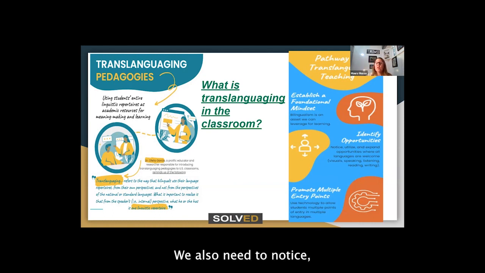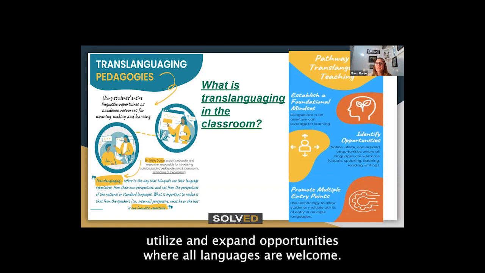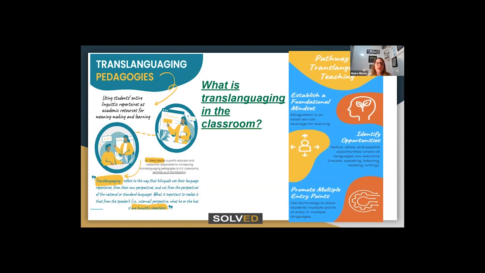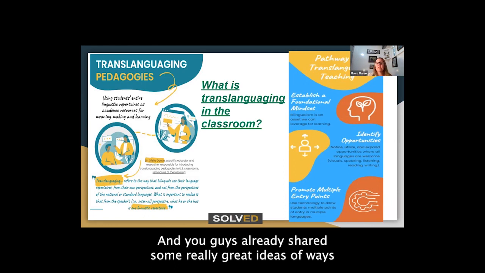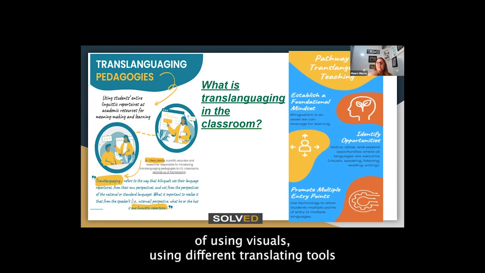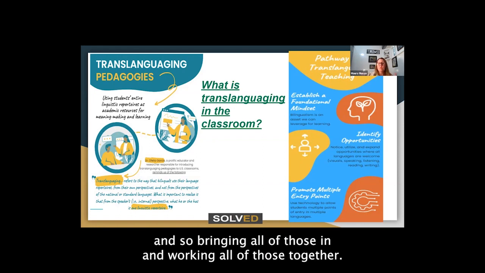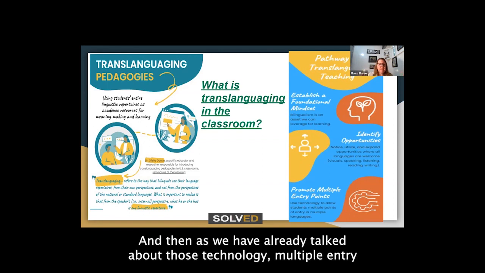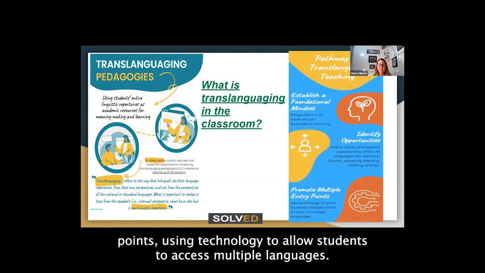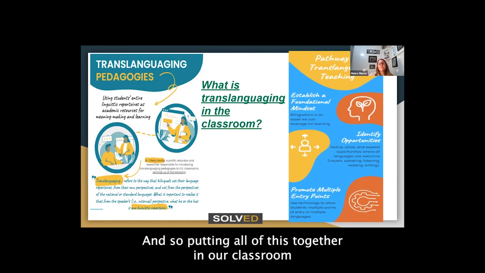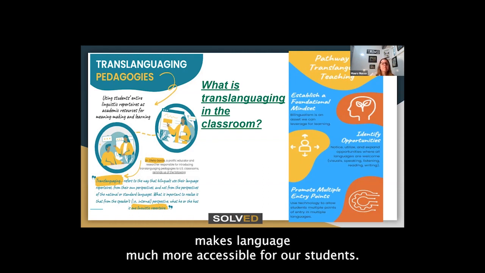We also need to notice, utilize, and expand opportunities where all languages are welcome. You already shared some really great ideas of ways of using visuals and different translating tools for speaking, for listening, for reading and writing, and bringing all of those together. And then, as we have already talked about, using technology as multiple entry points to allow students to access multiple languages. Putting all of this together in our classroom makes language much more accessible for our students.